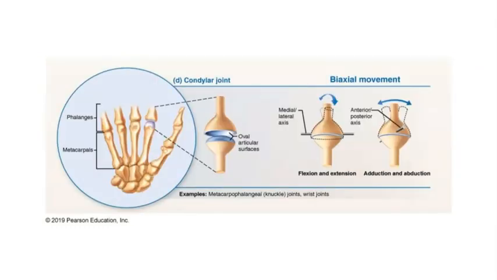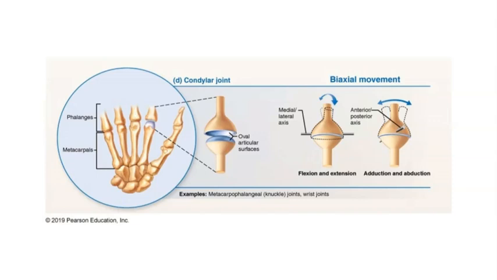We'll next take a look at the condylar or the condyloid joint, which is the first of our biaxial synovial joints. In this joint, one bone at the joint has a rounded surface, while the other bone has a small, shallow depression, and so these two ends kind of fit into one another and form the condylar joint. An example of a condylar joint are the knuckle joints between the metacarpals and the proximal phalanx of each finger.